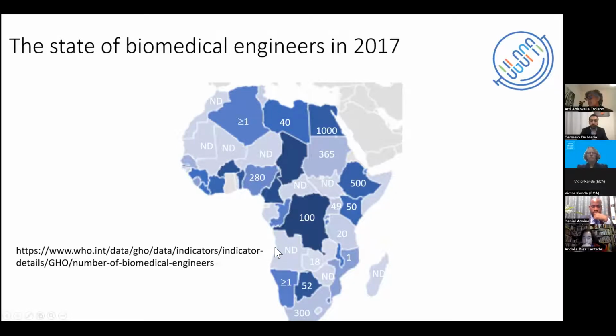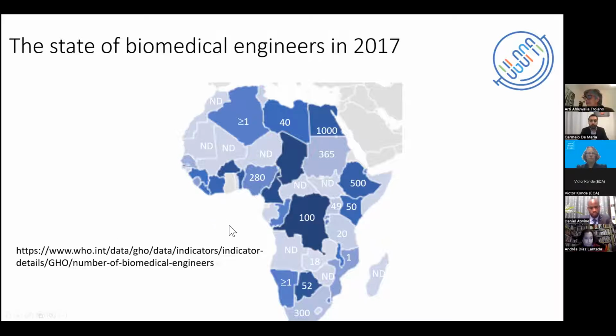Angola, for instance, very few. Egypt, 1,000. That was the country that had the most. So numbers are really, really low across the globe. And this is the total number of biomedical engineers. So there's a scarcity of engineers, and there's a scarcity, therefore, of people with the expertise to actually bring equipment, bring medical technology to people across the globe.